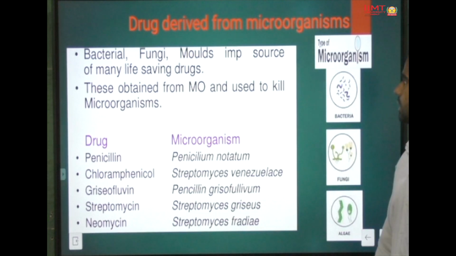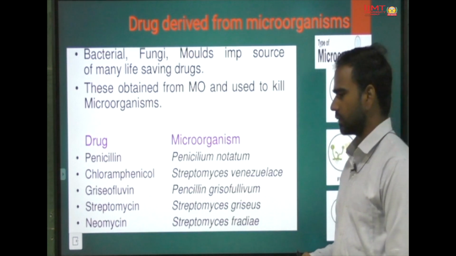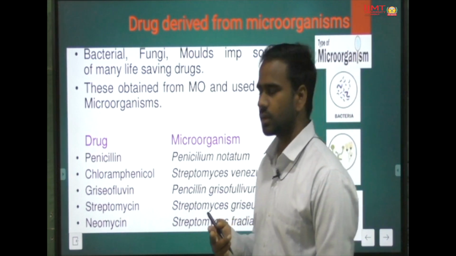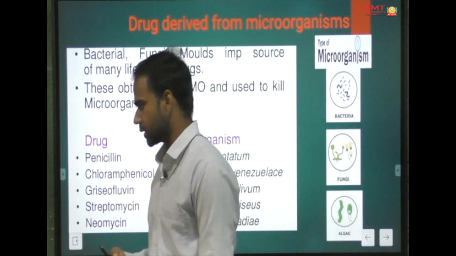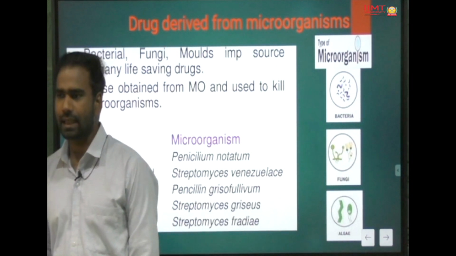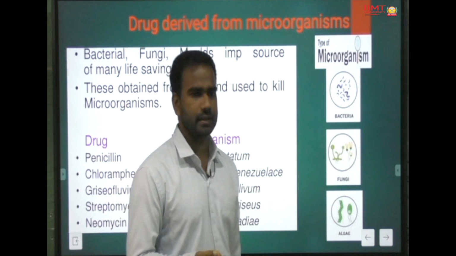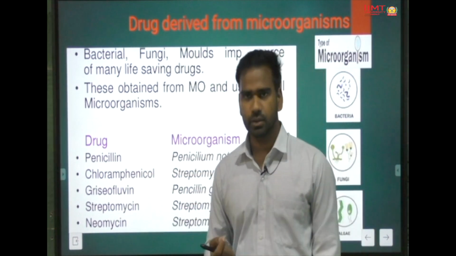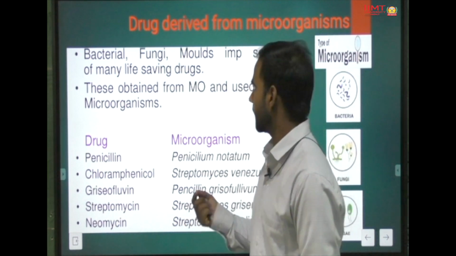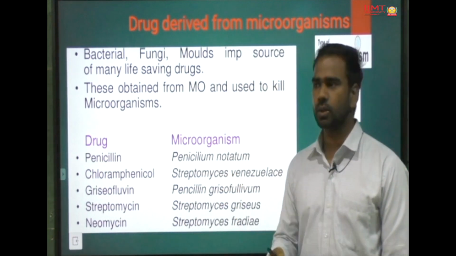If we talk about drugs derived from microorganisms, we can say there are two types of microorganisms. The first is pathogenic and the second is non-pathogenic. Pathogenic microorganisms cause pathogenic states, meaning they cause disease in your body. Non-pathogenic ones are also called probiotics.